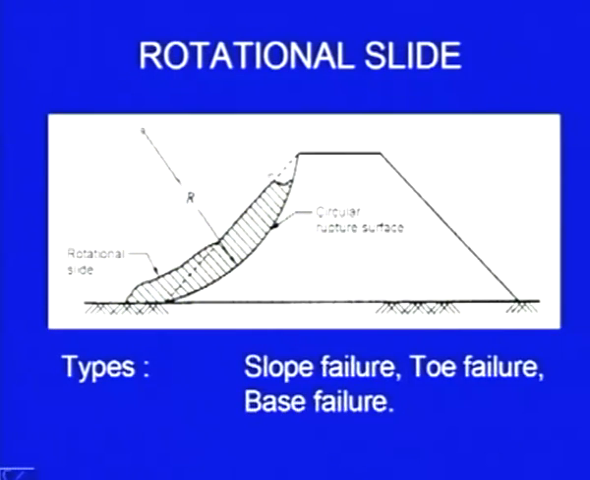This was the case of a rotational slide. Here it is an embankment, and this is the failure surface which we discussed last time. In 2D this surface is circular, in 3D it is a cylindrical surface. Perpendicular to the plane of paper we are taking 1 unit dimension. The general term is rotational failure or rotational slide, and we also discussed different subcategories. These were slope failure, toe failure and base failure.